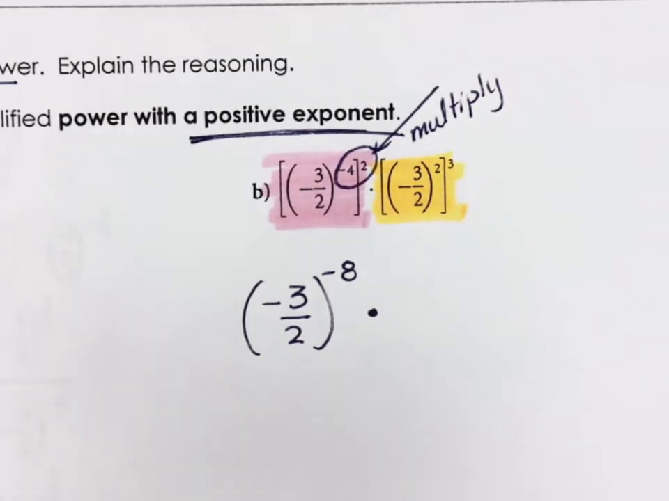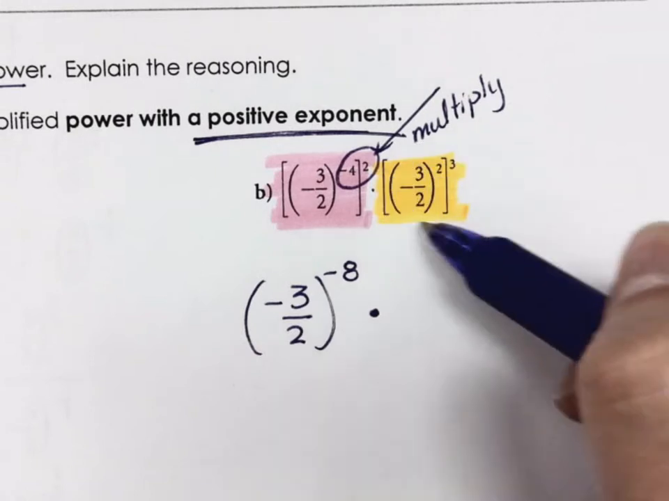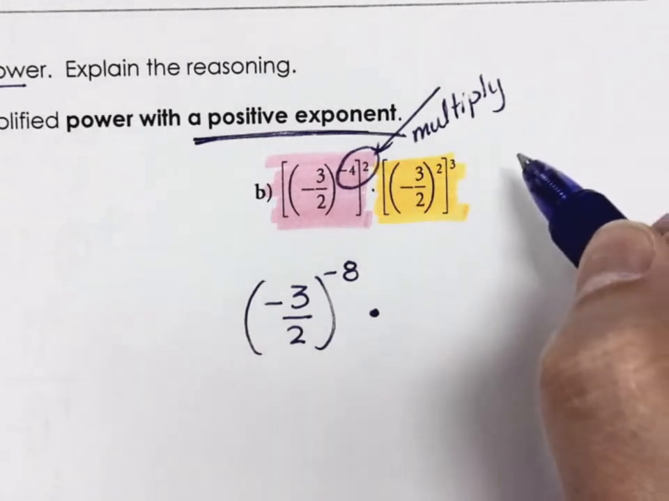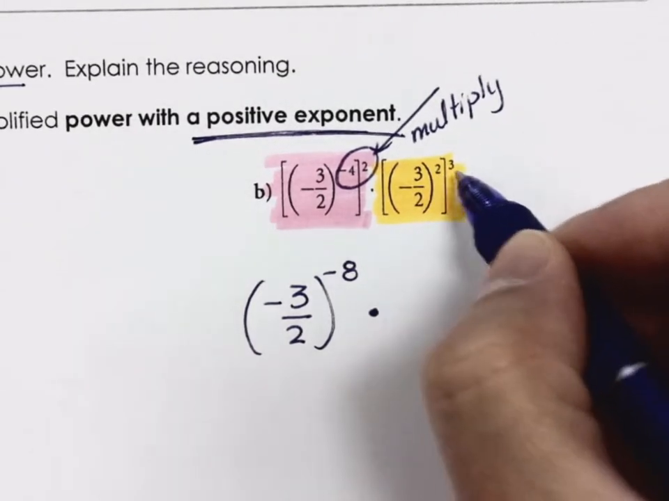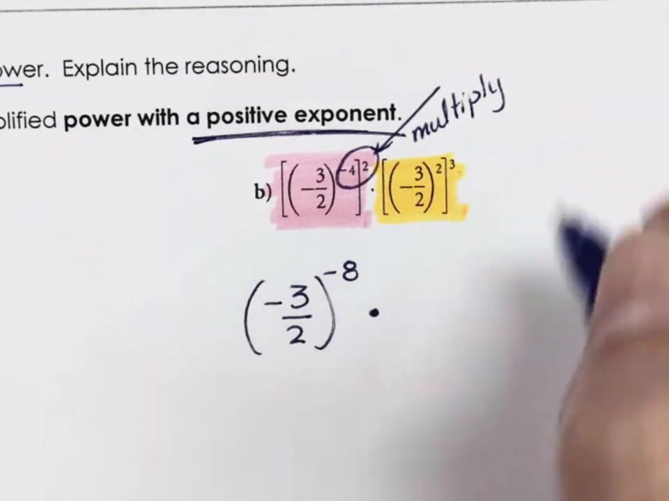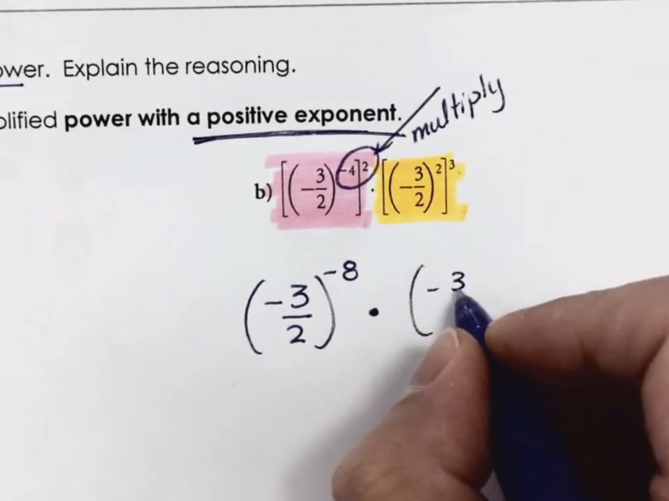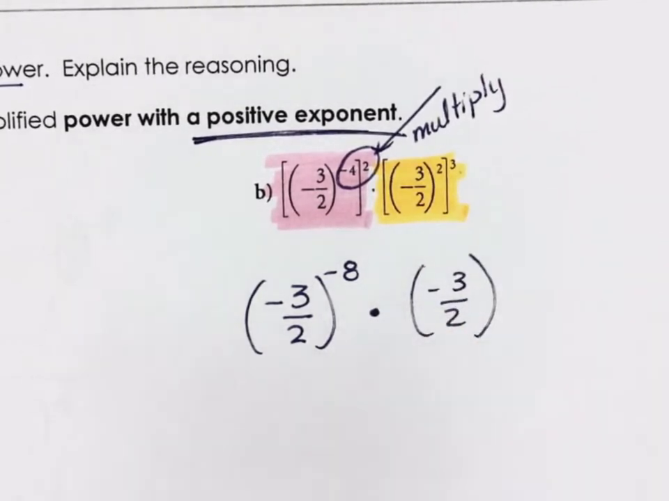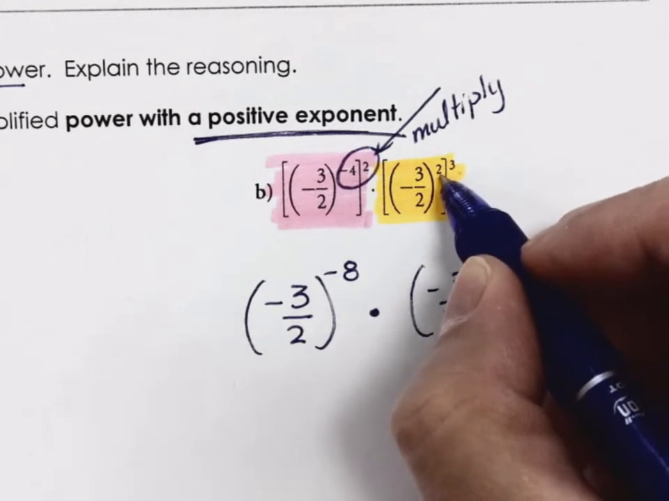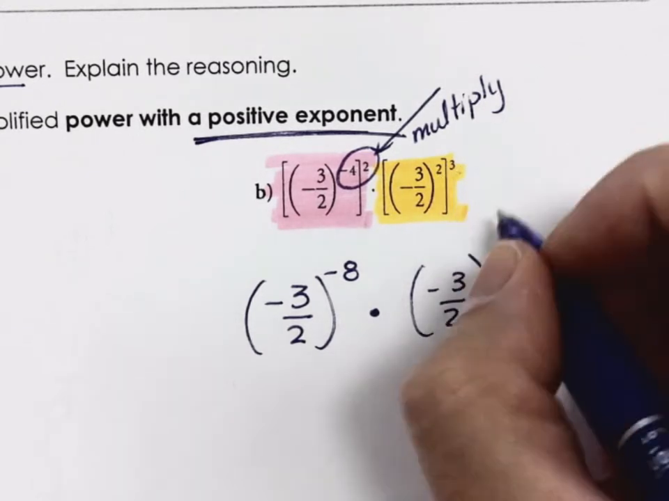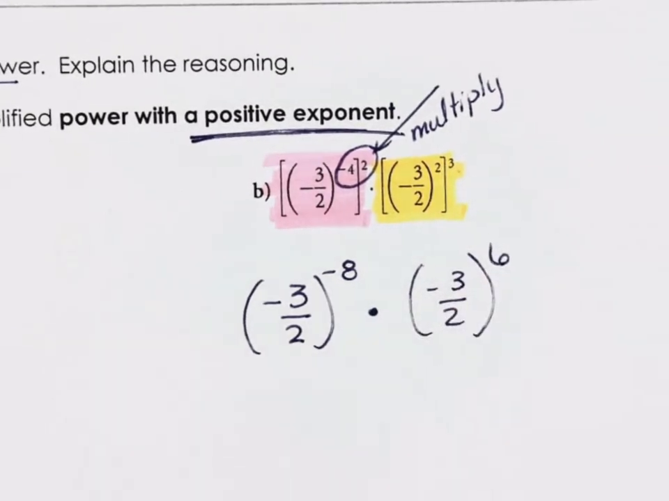And then now we're going to go to the orange, and we're going to do the same because it's a power to a power. So an exponent to another exponent. We're going to keep the base of negative 3 over 2. And we're going to multiply 2 times 3, which is 6. And now we're at this stage. So this is an important stage. You do have to write this step.